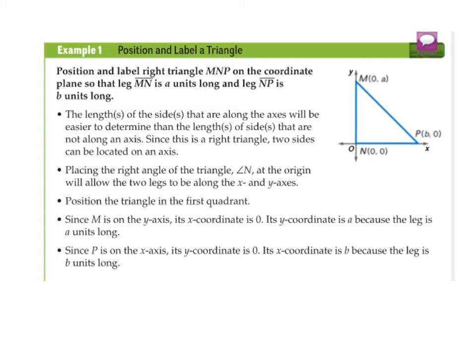Okay, everybody, do you understand that? All right, let's do one ourselves. So we're going to position and label an isosceles triangle, JKL, on the coordinate plane so that the base, JL, is A units long. The vertex, K, is on the y-axis, and the height of the triangle is B units. So it's sort of like one of the examples I gave you.